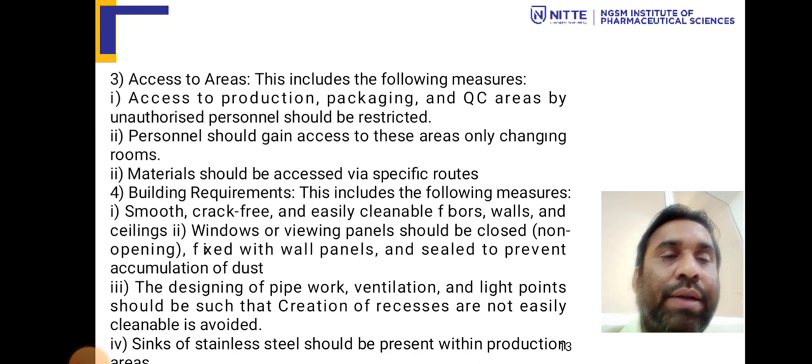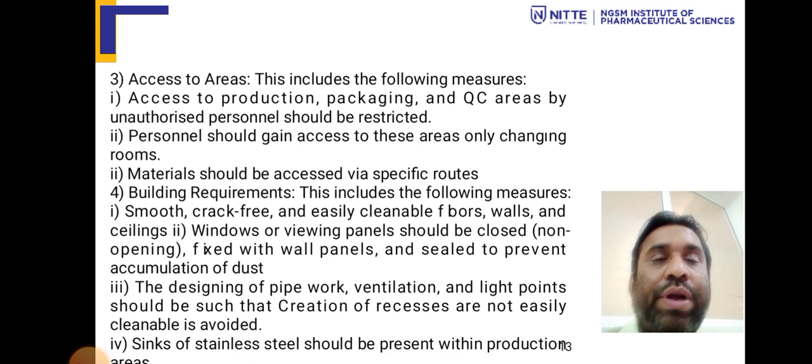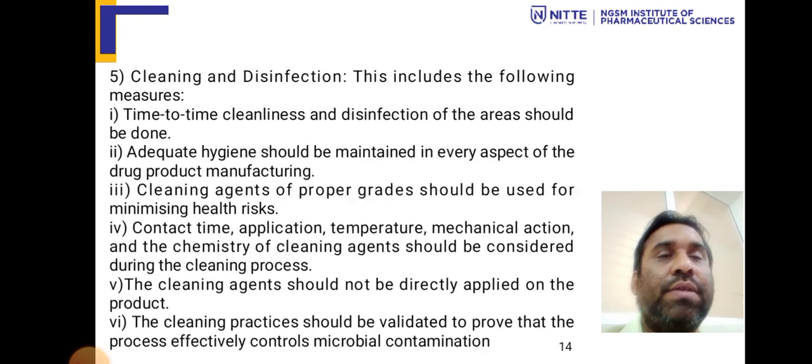Building requirement. The building should have smooth, crack free, easily cleanable floors and ceilings. Windows or viewing panels should be closed, non-opening, fixed with the wall panels and sealed to prevent accumulation of dust. The designing of pipe work, ventilation, and light points should be such that the creation of recesses that are not easily cleanable is avoided. Sinks and stainless steel should be present at the production areas.